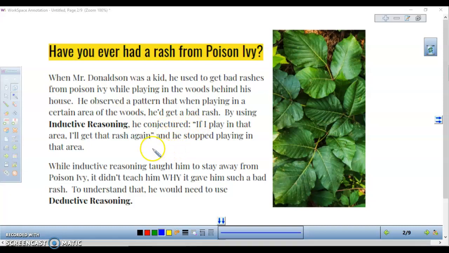So I stopped playing in that area. That is inductive reasoning at work. I had some data that I was observing. I saw that there was a pattern, and I made a conjecture based on that pattern. While the inductive reasoning taught me to stay away from that poison ivy, it most certainly didn't teach me why it gave me such a bad rash. To understand that, I would use deductive reasoning and talk about why.